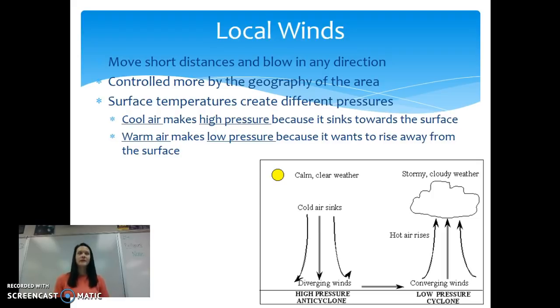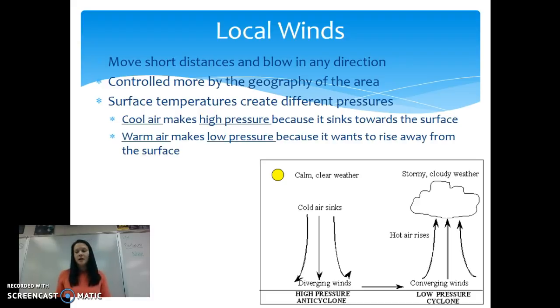Okay, so that's global winds. Let's talk now about local winds. Local winds are going to move shorter distances, and they can blow in any direction. There's no rhyme or reason to it. This is really more controlled by the geography of the area.